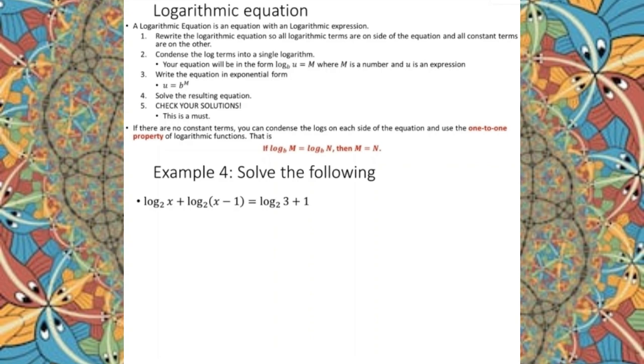First, we're going to solve log base 2 of x plus log base 2 of (x minus 1) equals log base 2 of 3 plus 1. First, we're going to rewrite our logarithmic equation, so that way all logarithmic terms are on one side of the equation, and all constant terms are on the other.